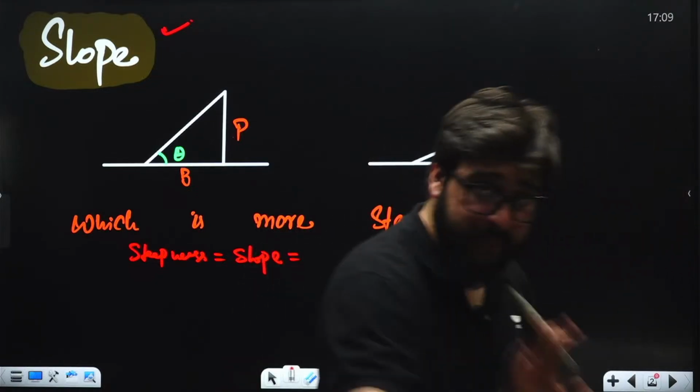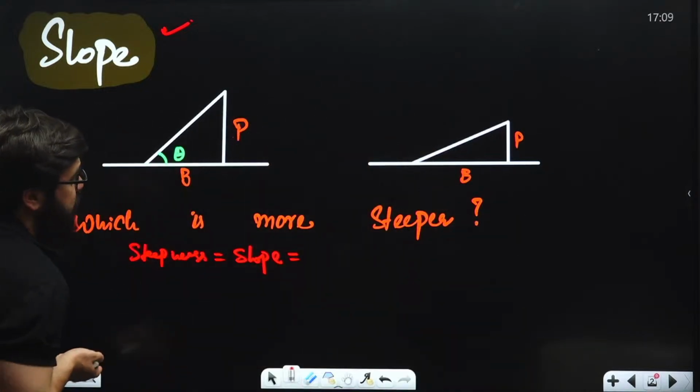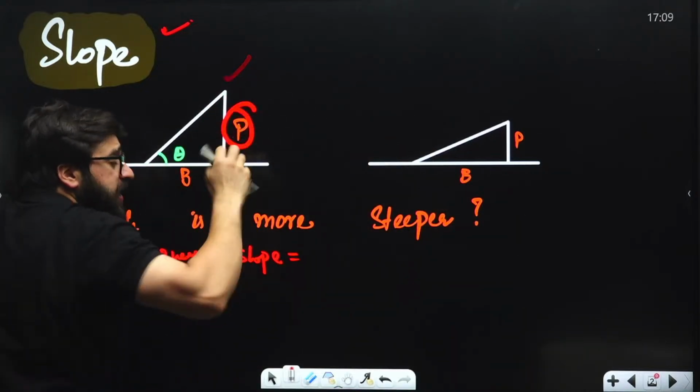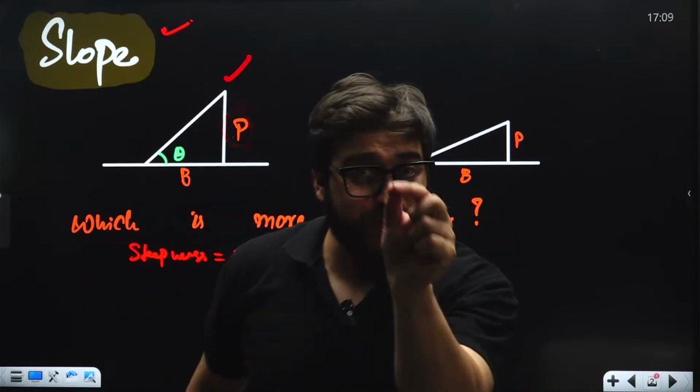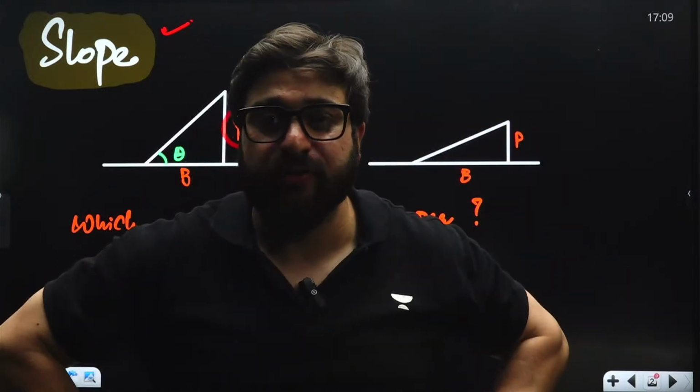Can I say in this particular case, slope is more, perpendicular is more. So I can say slope is directly proportional to perpendicular.